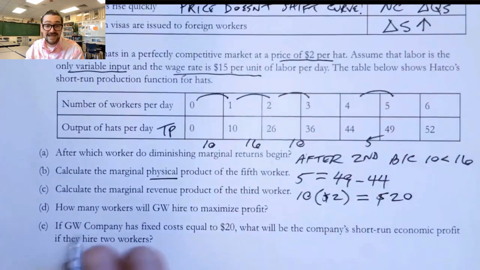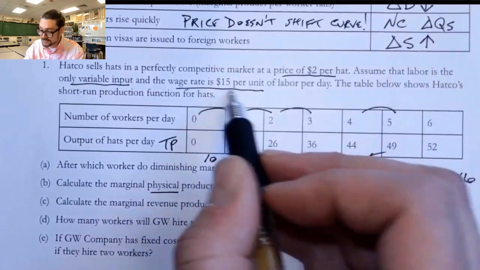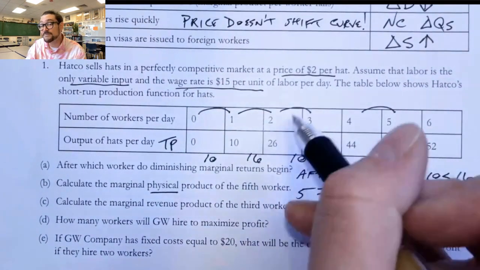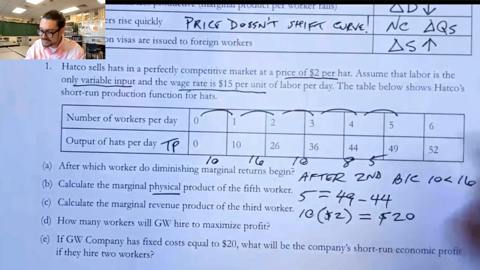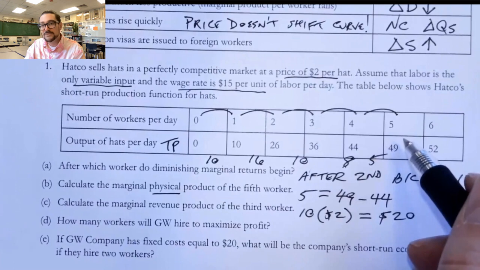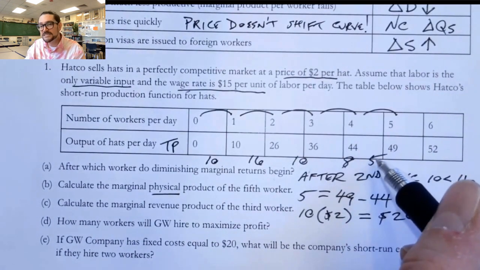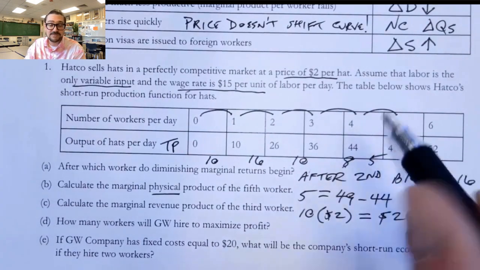How many workers will they hire to maximize profit? Well, in order to do that, we have to remember the wage rate is 15. So they're definitely going to hire that third worker because they're generating $20 and they only have to pay them 15. The fourth worker generates 8 units. And so 8 times 2 is 16. So they would also hire the fourth worker, but they would not hire that fifth worker who only generated 5 units. And that's because the fifth worker is only worth $10 to the company. They would end up having to pay them 15.